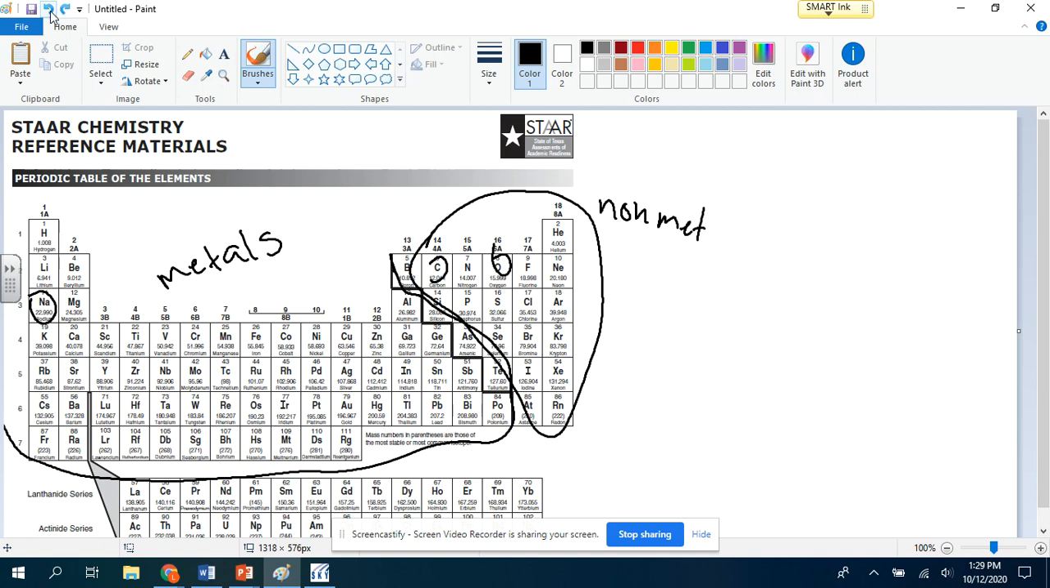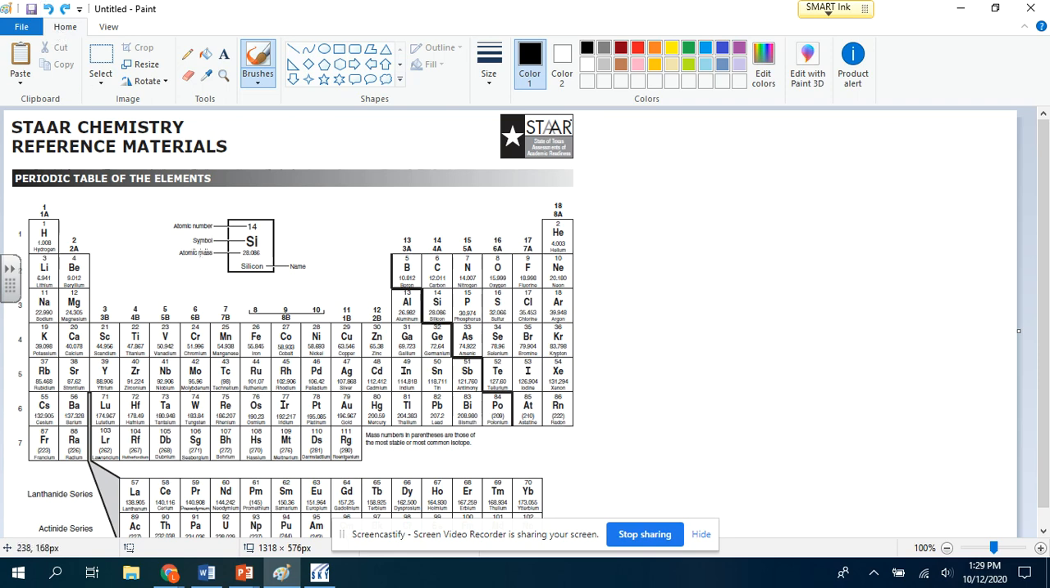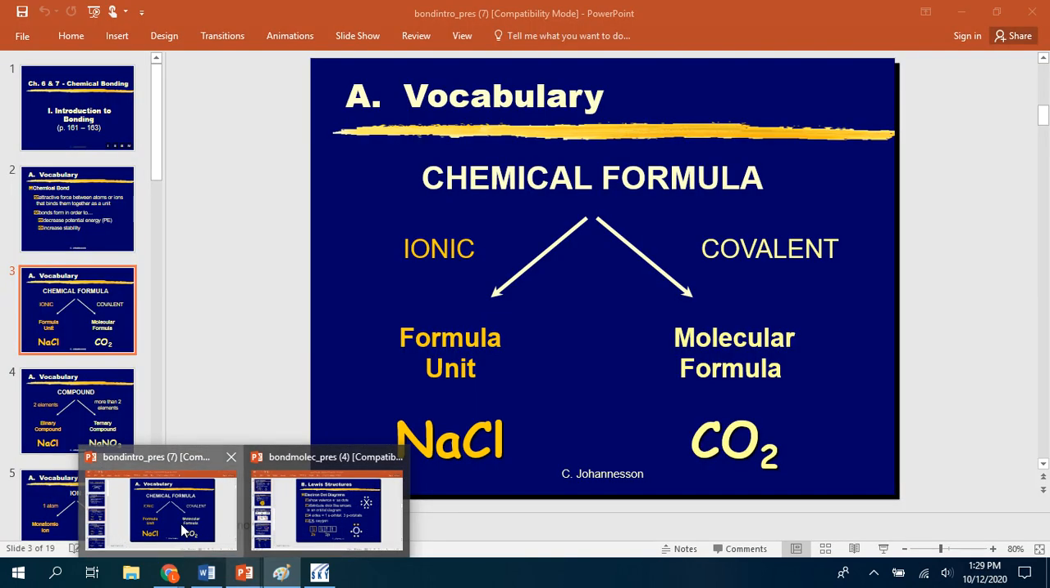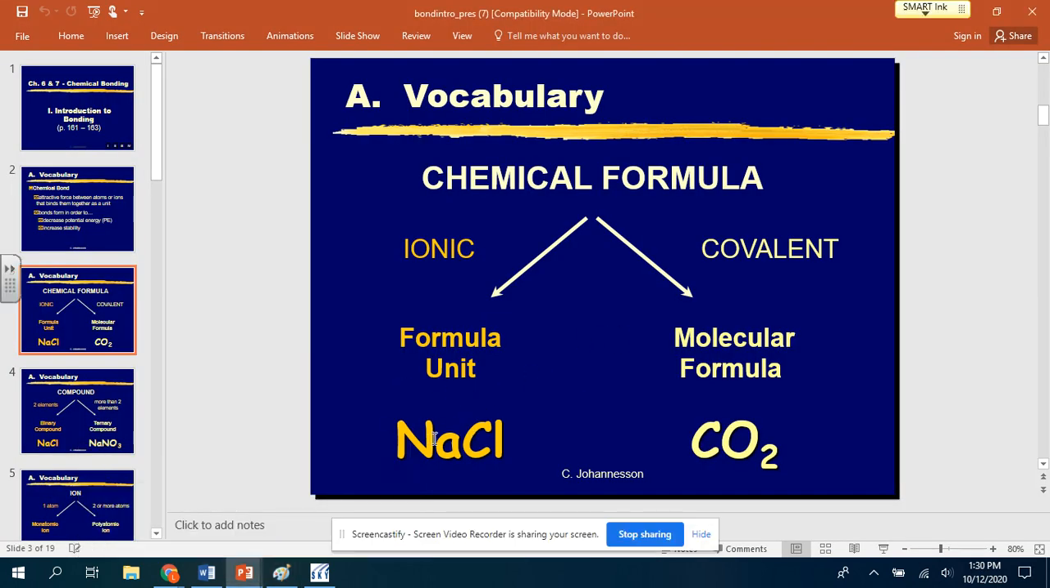I have a couple more things I'm going to show you on this. I'm going to go back a little bit. So, starts with a metal, it's ionic. Starts with a nonmetal, it's covalent. Very, very important.